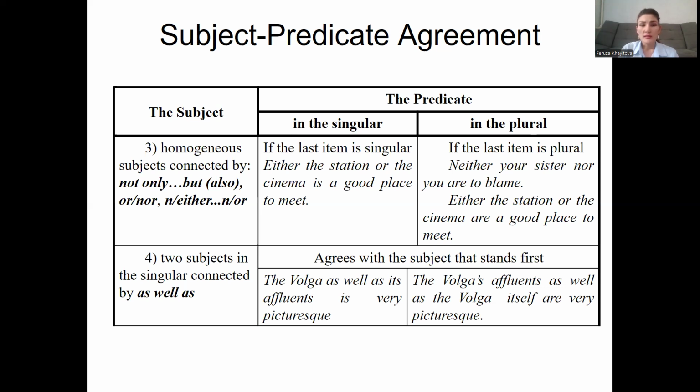Two subjects in the singular connected by as well as: the verb agrees with the subject that stands first. The Volga as well as its affluents is very picturesque. The Volga's affluents as well as the Volga itself are very picturesque.